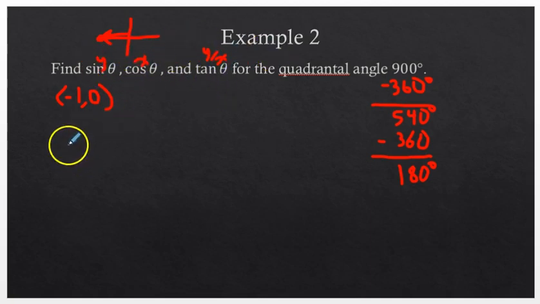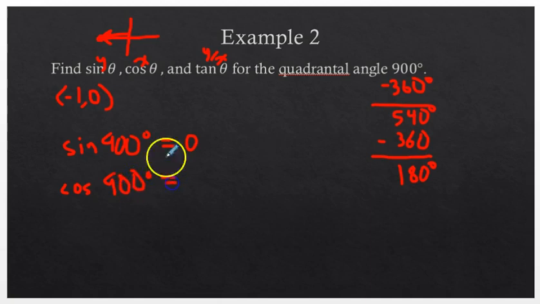So when I'm going through and listing my answers, sine of 900 degrees will be the y coordinate for my endpoint. So in this case, 0. Cosine of 900 degrees will be equal to the x coordinate, my x-coordinate was -1. And tangent will be equal to y divided by x. So if you take the y-coordinate, 0, and divide by -1, 0 divided by anything is still 0.